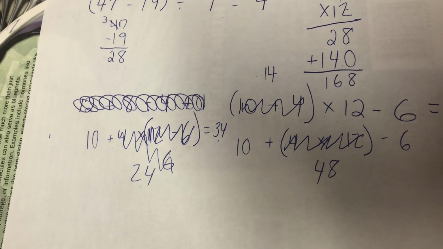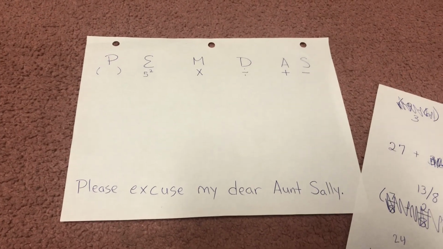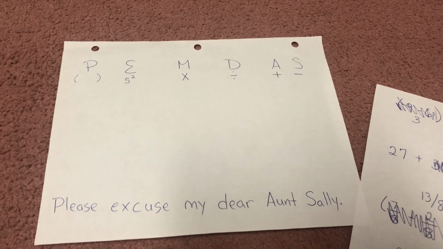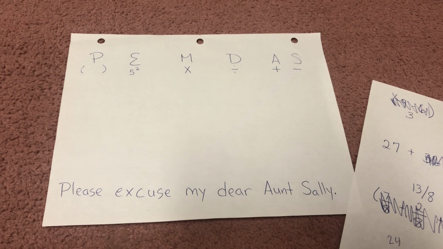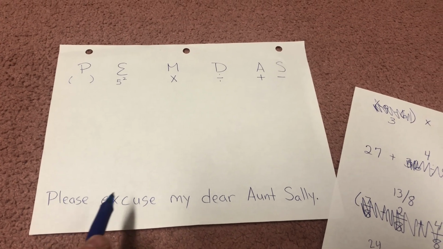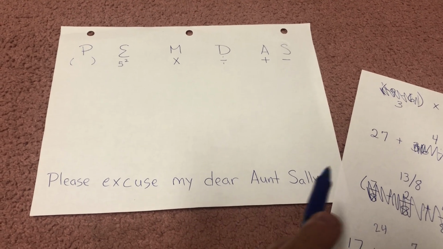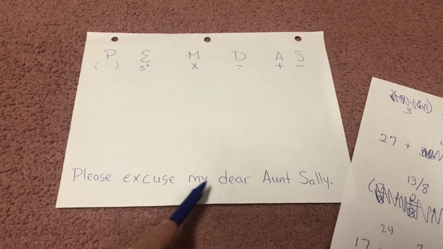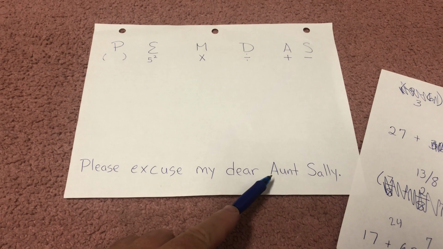All right? So that's the order of operations. One more time. PEMDAS, parentheses, exponents, multiplication and division left to right, addition and subtraction left to right. If you can remember the sentence, please excuse my dear Aunt Sally, parentheses, exponents, multiply and divide, left to right, add and subtract, left to right.